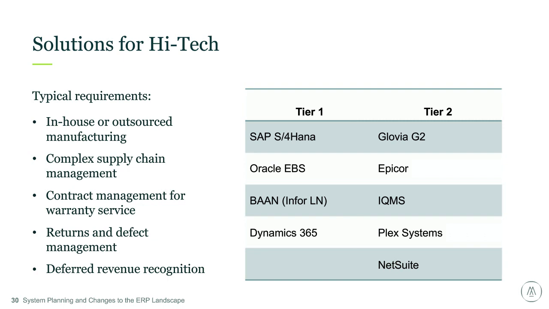Systems that do well here for Tier 1 are SAP S/4HANA, Oracle EBS, Infor, and Dynamics 365. Tier 2, we see Glovia, a Fujitsu product that we sometimes see in Tier 1. It has a heavy focus on industrial machinery type of business. Epicor, IQMX, and Plex Systems are others we often see on our shortlist. And NetSuite is also gaining traction here with its ongoing improvement to its manufacturing capabilities.